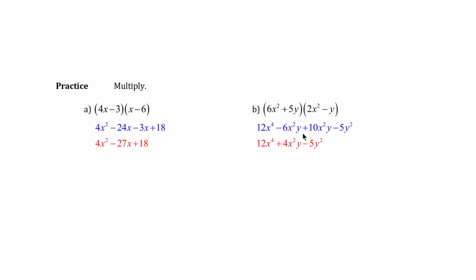Next, we combine like terms in the middle. Negative 6x squared y plus 10x squared y is positive 4x squared y. We bring down the 12x to the fourth power and the minus 5y squared. The final result is 12x to the fourth power plus 4x squared y minus 5y squared.